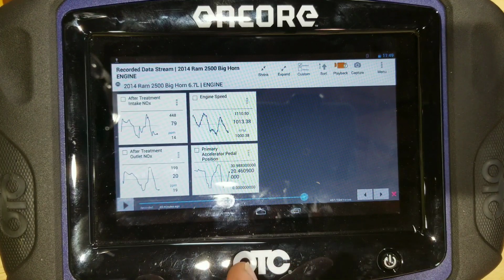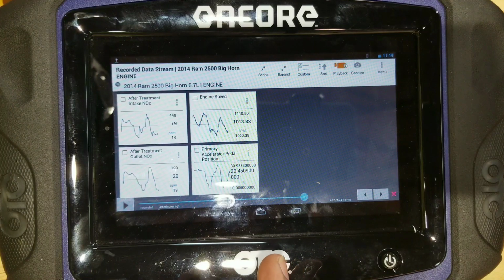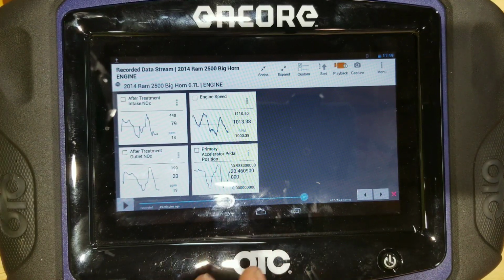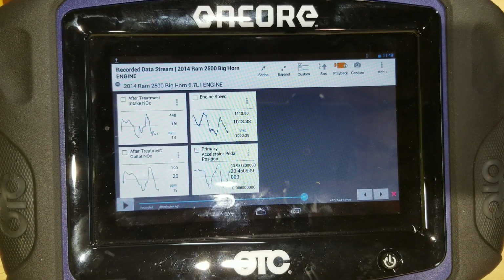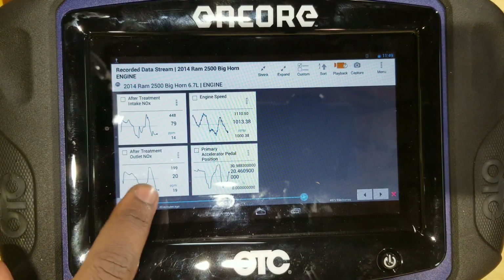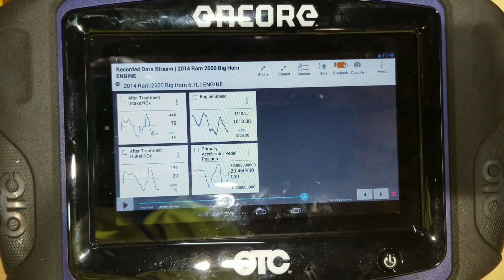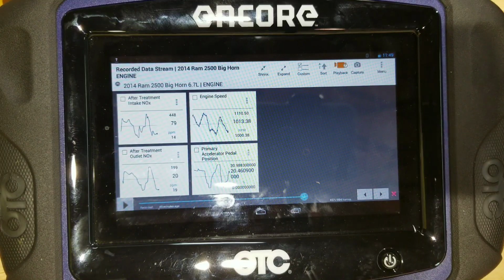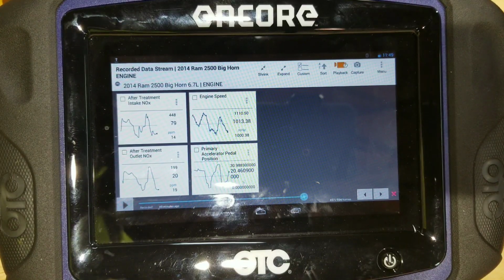The check engine light is off. I've checked for codes. I didn't see any codes so far. I would say I drove it about 15 miles, maybe more than that. Yeah, about 15 miles. So at least I'm getting an output here, so that's all that I really care about. But yeah, for now that's basically it. So hopefully that'll help somebody.